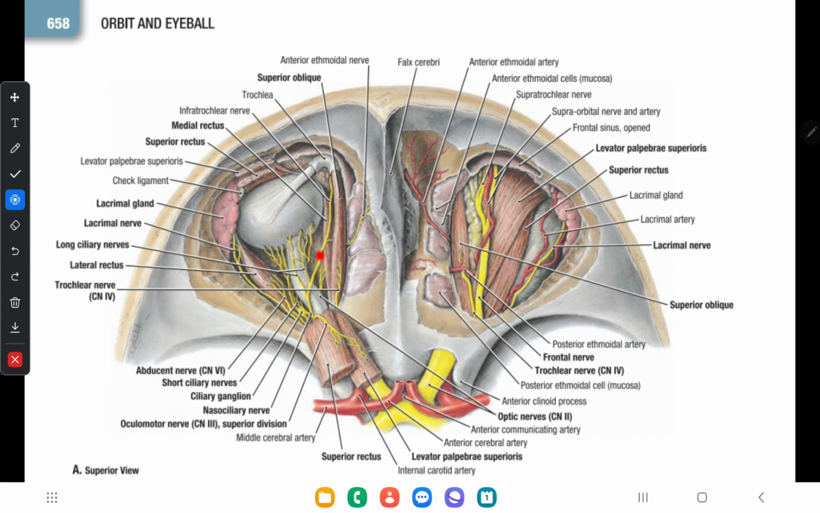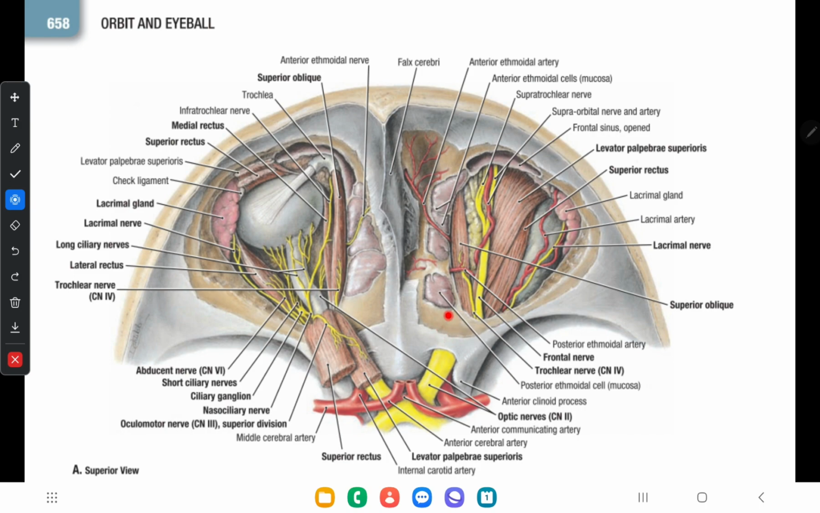Nasociliary nerve. I'll show you the nasociliary nerve. Here is the nasociliary nerve. And then the ophthalmic artery. You cannot see the ophthalmic artery here. Then the superior ophthalmic vein. The nasociliary nerve, ophthalmic artery and superior ophthalmic vein cross the optic nerve from lateral to medial side. Remember that as well. This is important in exams.